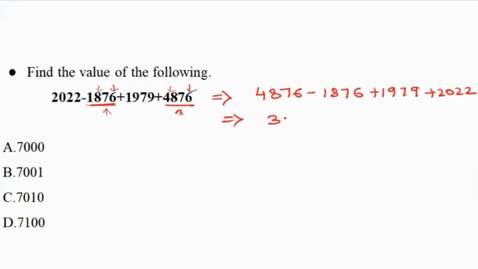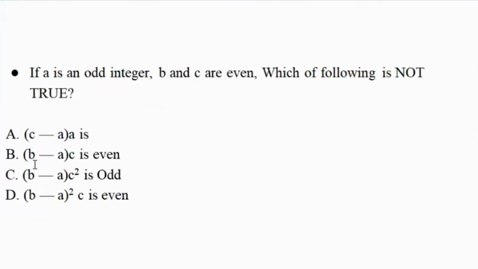When we subtract these two numbers, we get 3000. These other two numbers we are supposed to add, and when we add them, we get 4001. Now we have two numbers and both are positive, so we need to add them. After adding them, we get 7001. So this is a very easy method to solve these types of questions. Got it? Let's move to the next question.